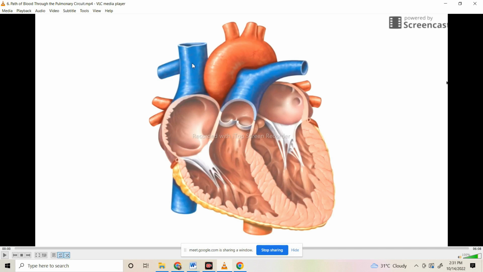Superior vena cava. Very good. This is the superior vena cava. This one. Inferior vena cava po. Correct. Inferior vena cava. Okay, this one. Anyone? Anong tawag natin sa part na to? Pulmonary artery po. Very good. This is the pulmonary artery.